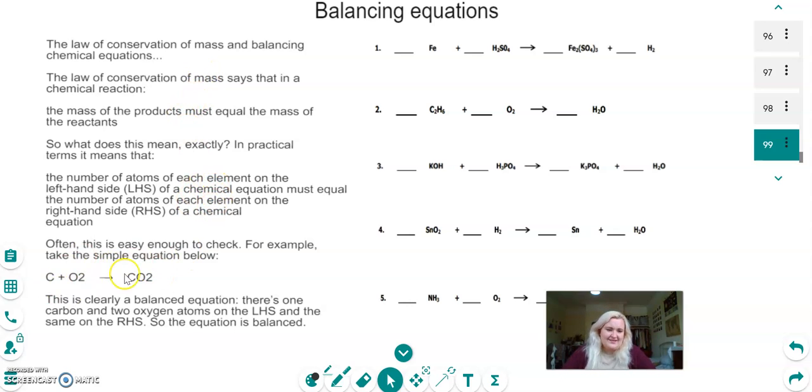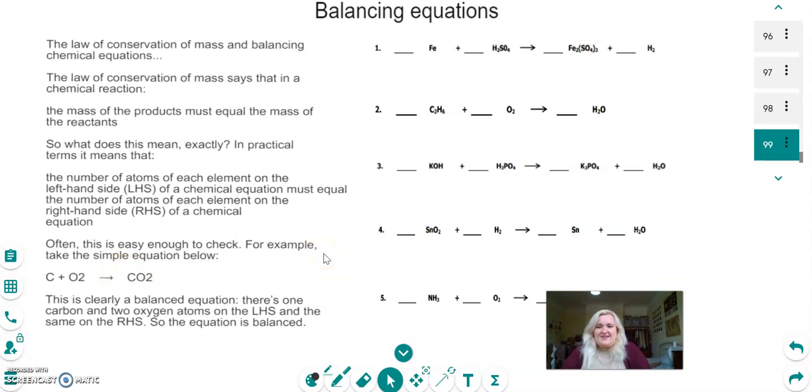For example, if we look at this equation here, imagine these two 2's are in subscripts, as you can get that on this interactive whiteboard. You have C plus O2 on the left-hand side, so the reactants, and then after the arrow on the right-hand side, you have CO2 as the products. You can see on the left there is one carbon and there are two oxygens. On the right there is one carbon and there's two oxygens. So this equation is balanced.